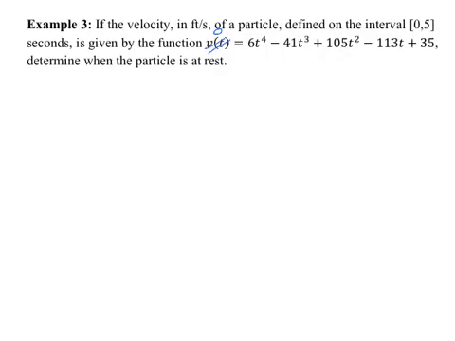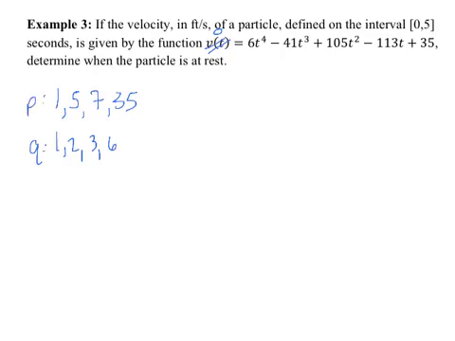So we'll start by listing all the possible values of p's over q's. Well, let's see, 35 is 1, 5, 7, 35. And then 6 is going to be 1, 2, 3, 6.